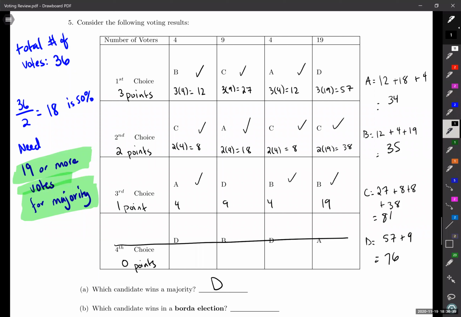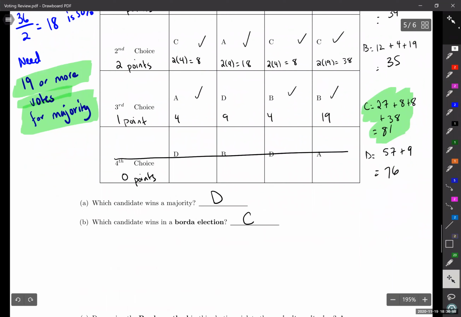Do we agree C? Because it did get the highest number of points, which was probably not what we were expecting because D did win the majority. It's just that C had more lower ranked choice votes available.